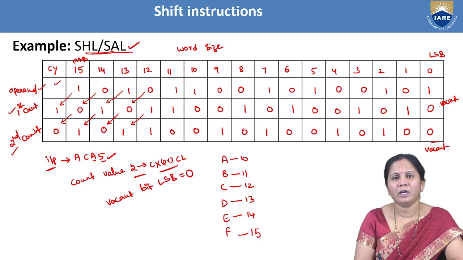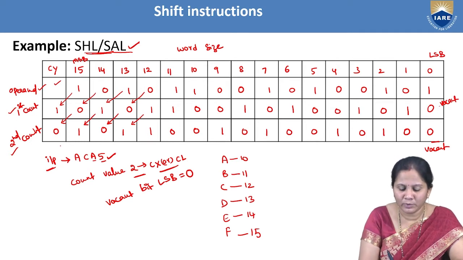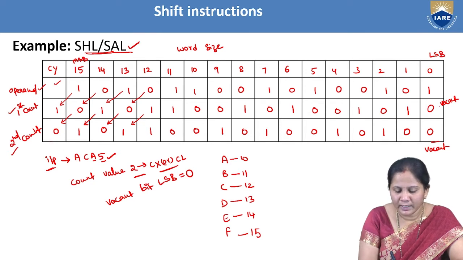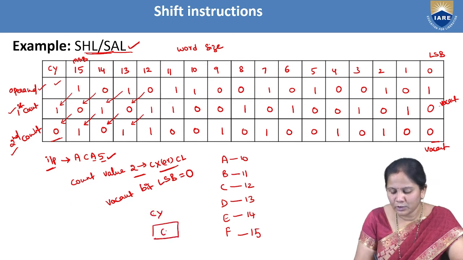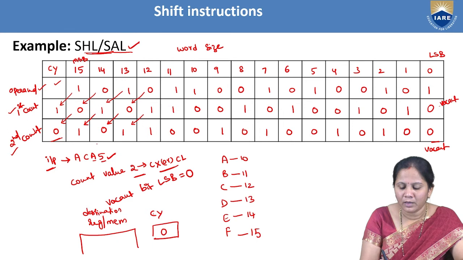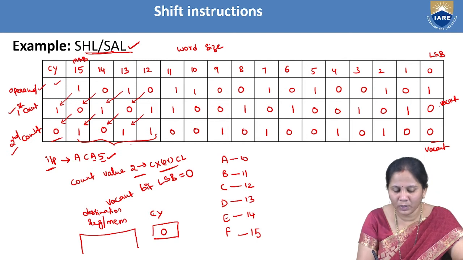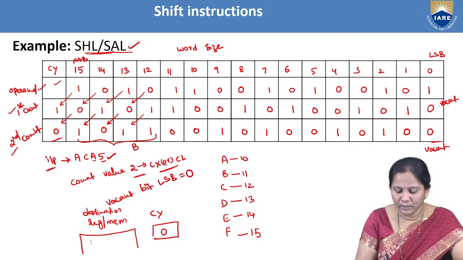Since the count value is 2, 2 times the shift operation has been performed. The value we get after the second time will be stored in the destination. Now, here this is the carry bit. We should not consider it. So in this case, the CY will be 0. But what will be stored in the destination? As I have told you, the destination may be either a register or a memory location. So the data it is going to store is 1, 0, 1, 1. The hexadecimal value of 1, 0, 1, 1 is B.